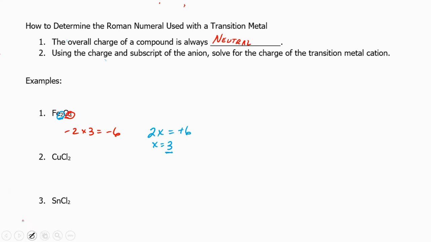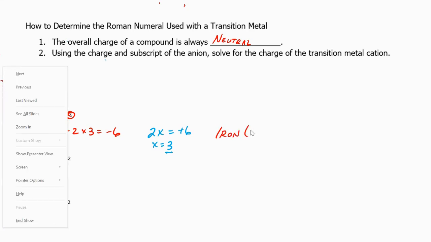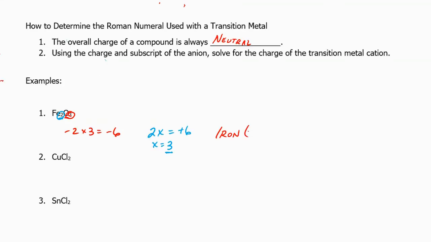So that means that for our overall formula here, it should be iron, and then since it's a transition metal, we use our Roman numeral. So our Roman numeral of 3, and then oxide.